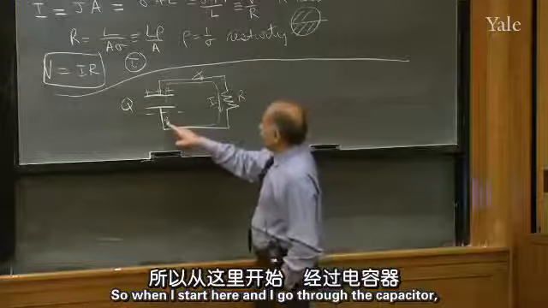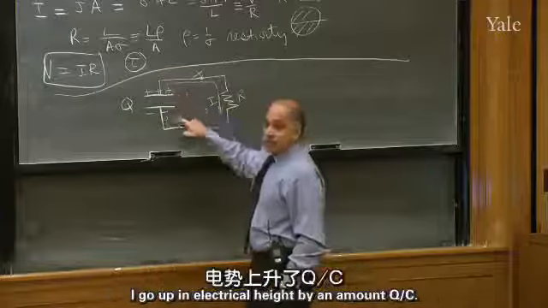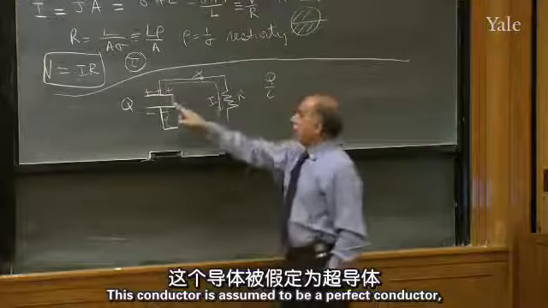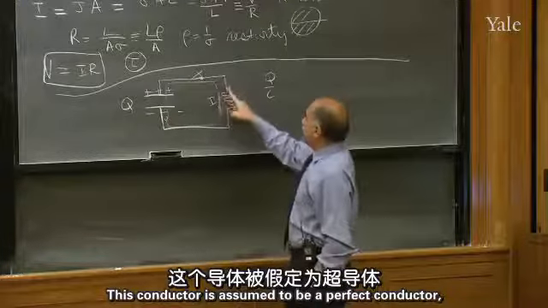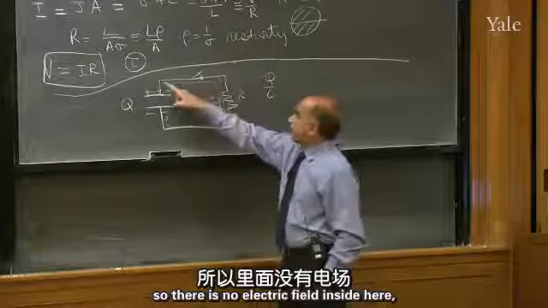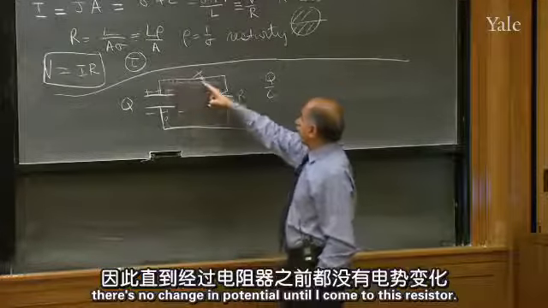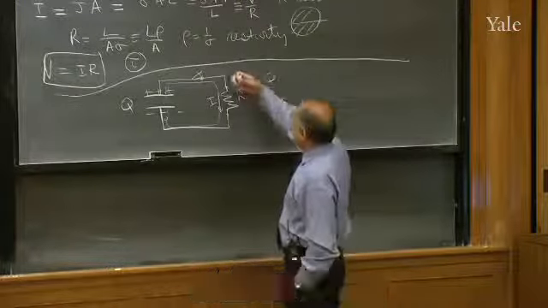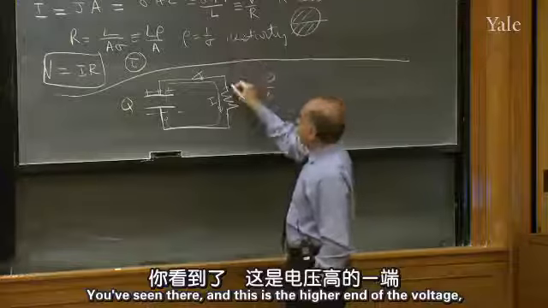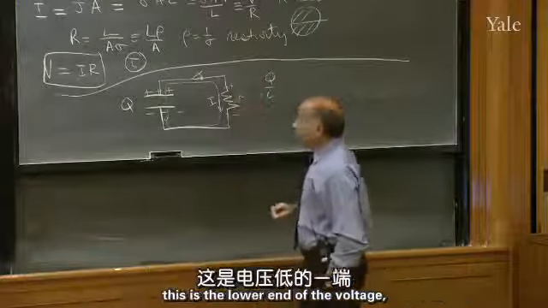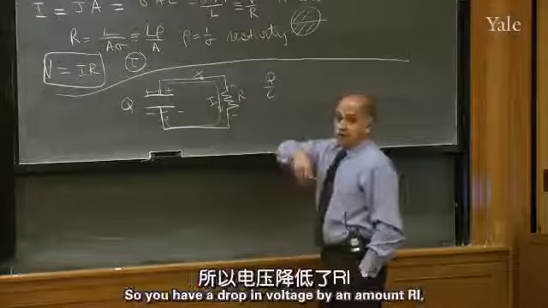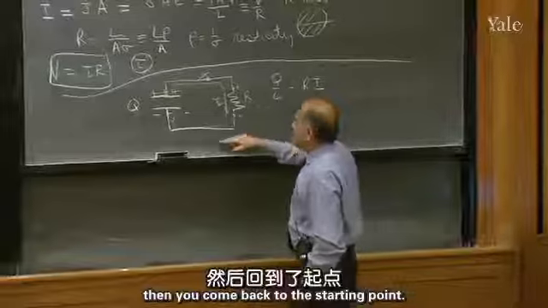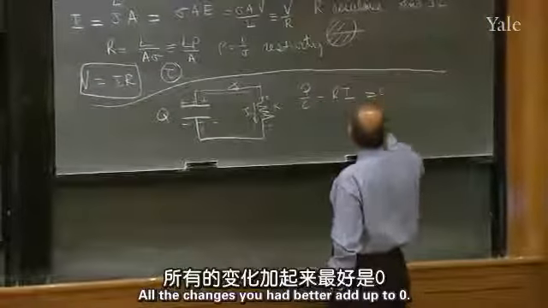So when I start here and I go through the capacitor, I go up in electrical height by an amount Q over C. This conductor is assumed to be a perfect conductor. So there is no electric field inside here. There's no change in potential until I come to this resistor. A resistor will not carry current unless there's a voltage applied to it. You have seen that. This is the higher end of the voltage. That's the lower end of the voltage because it's flowing downhill. So you have a drop in voltage by an amount Ri. When you come back to the starting point, all the changes you had better add up to 0.